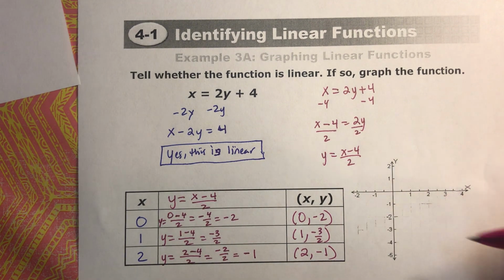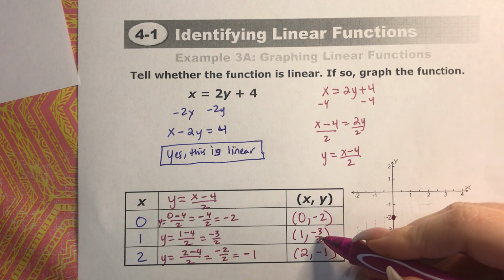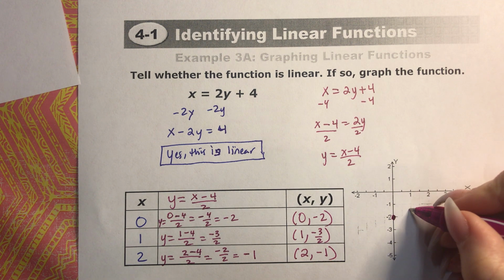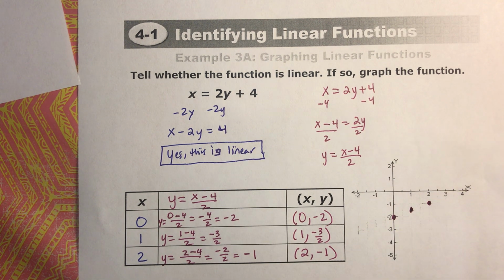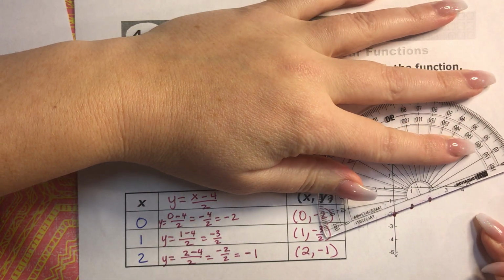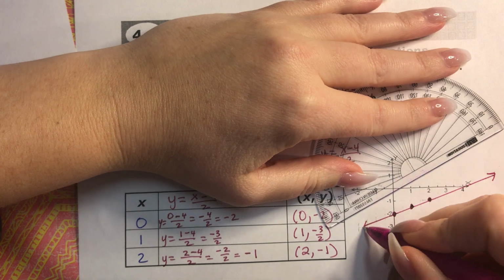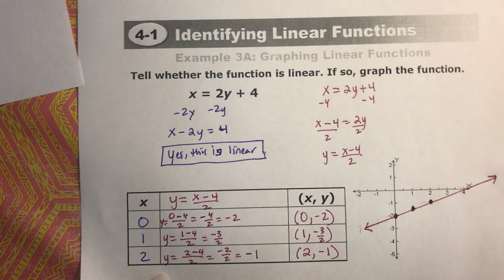Awesome. So now I'm just going to go ahead and plot these points. 0, negative 2 would be right here. 1, negative 3 over 2, which is negative 1.5, would be about right there. And then 2, negative 1 would be right there. So where's my little straight edge to graph this line? And there we go. You just graph it. Make sure when you graph this linear equation, you put arrows on the end. It just means that it goes on and on forever in both directions. So that's it for the first problem.